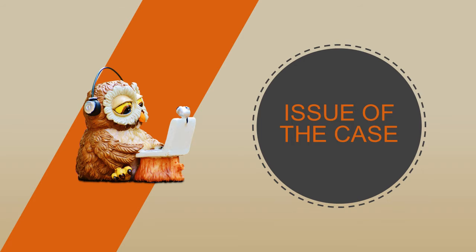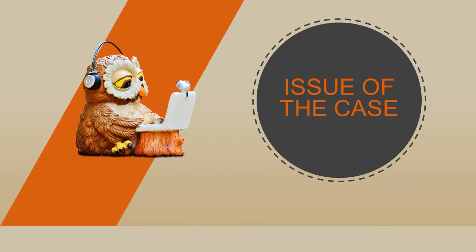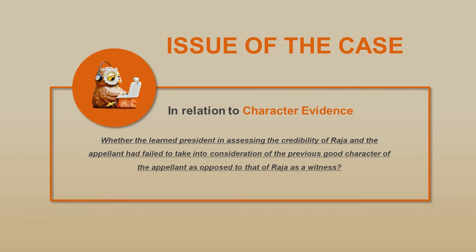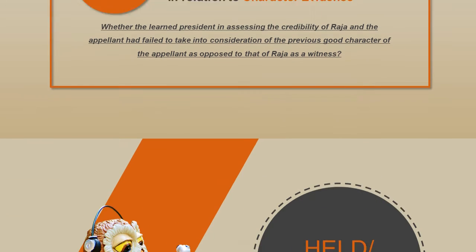Okay, moving on to the issue of the case. As I mentioned previously, since this assignment is all about character evidence, we will focus on the issue of whether the learned president, in assessing the credibility of Raja and the appellant, had failed to take into consideration the previous good character of the appellant as opposed to that of Raja as a witness.